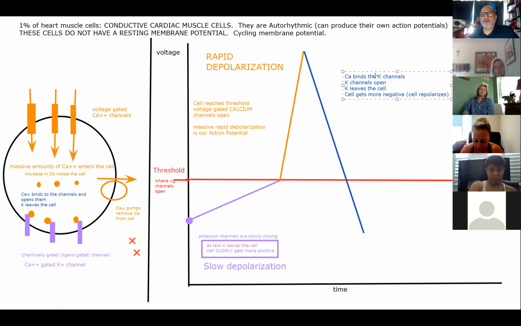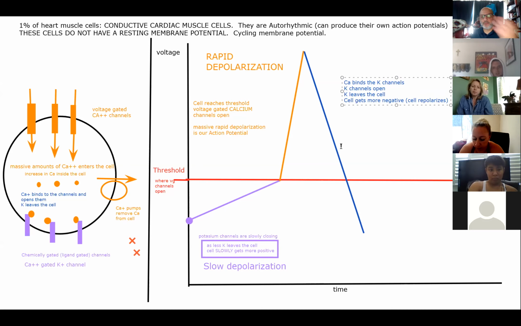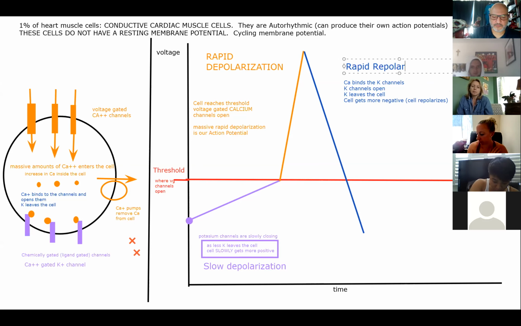What about the calcium? It was a lot of calcium inside of the cell. True, a lot of calcium came in, but then remember some of it's being pumped out, and now more potassium is leaving. Think of it this way. The more calcium that comes in, the more potassium channels you can open, and the more potassium is going to be able to leave. Okay? And so what happens here is we get a rapid repolarization. All right? Questions on that?